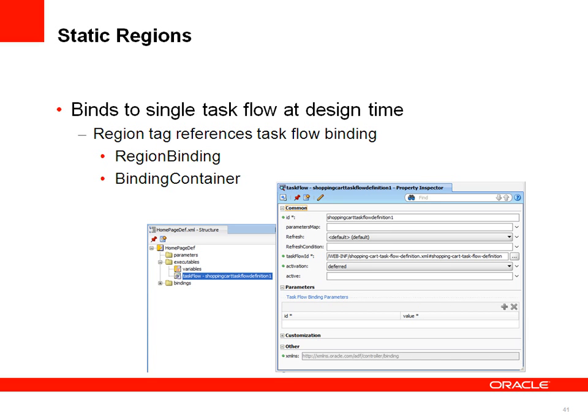Activation by default is set to deferred. Now what does that mean? That means that if, for instance, you have a region within a panel tab and it's on a tab that's not visible on the page, then the bounded task flow is not instantiated, so the region is not active. As soon as a user clicks onto a tab to make the region visible, it will become active.